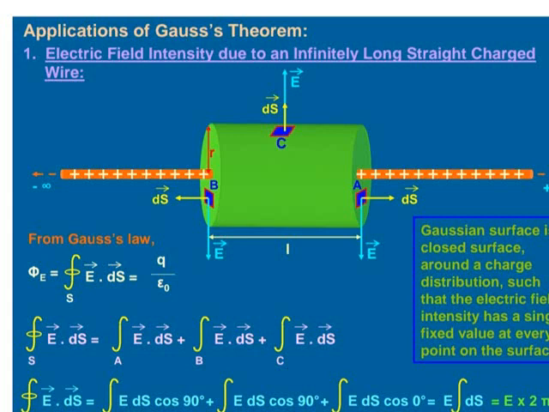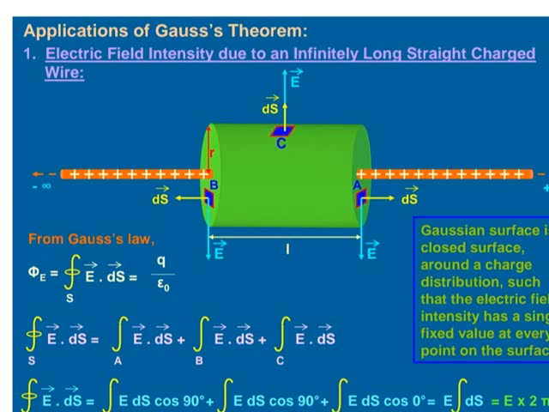You can see clearly from the diagram that the area vectors of surfaces A and B make an angle of 90 degrees with the electric field vector, but the area vector of the curved surface C is in the parallel direction to that of E, right?